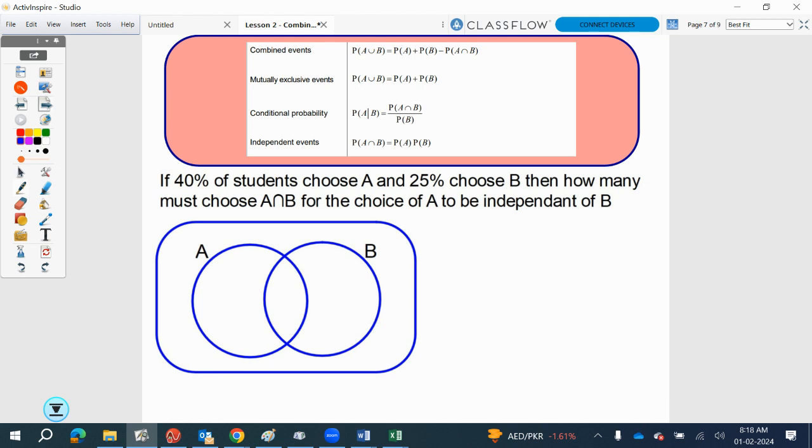Okay, so these are the formulas we've seen on our formula sheet. We're going to have a little look at these. If 40% of students choose A and 25% choose B, then how many students choose A intersection B for the choice of A and B to be independent? That was so confusing. Read it through, think it through.